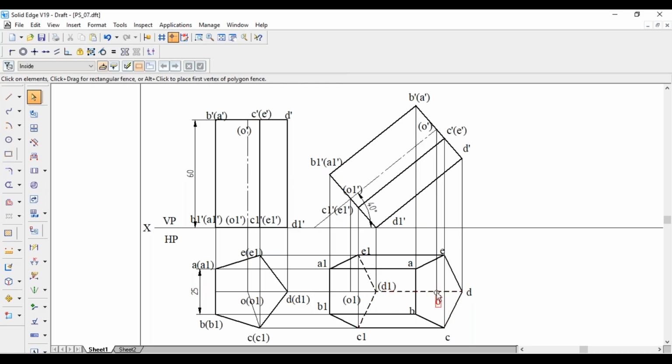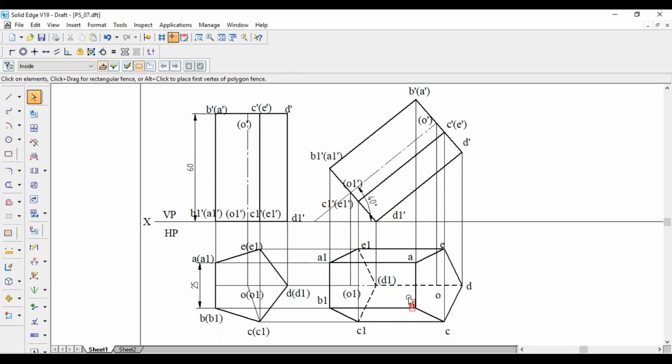So between D1 to O there is no need to show the axis line because hidden edge has the highest preference compared to the axis line. Now only between D1 O1 show the axis. Only from D1 to O1 show the axis, not from D1 to O. So this completes the second position.